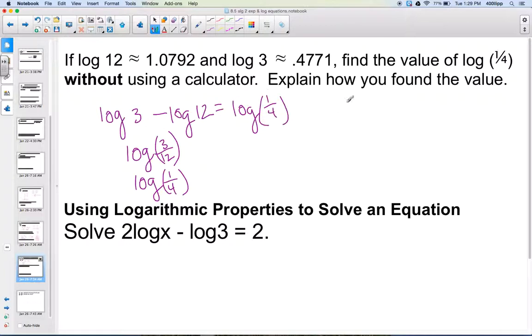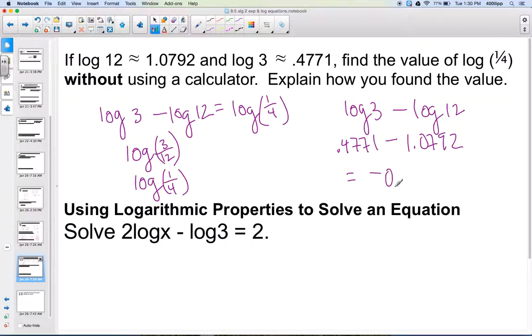So I can just take log of 3, which I know what it's equal to, minus log of 12 and evaluate that. So I'll get 0.4771 minus 1.0792. This was by the quotient property, by the way. And we just plugged these in because they told us what they were equal to. And that will give us negative 0.6021.